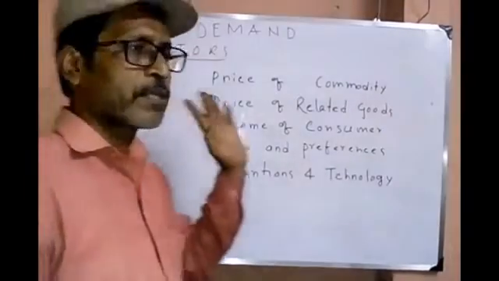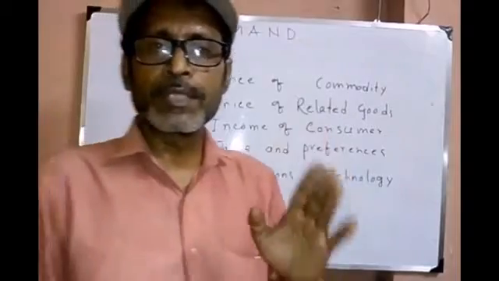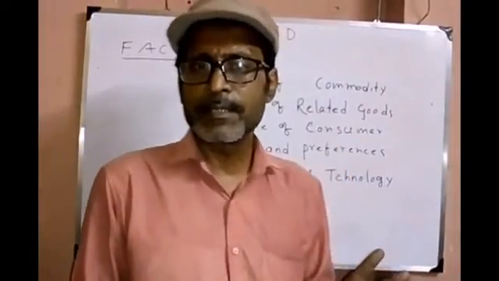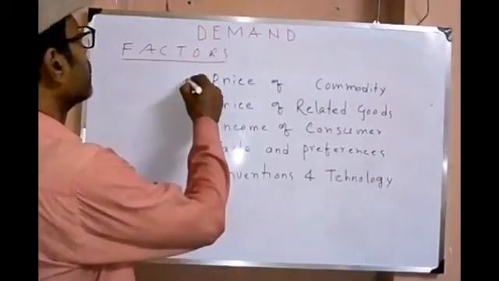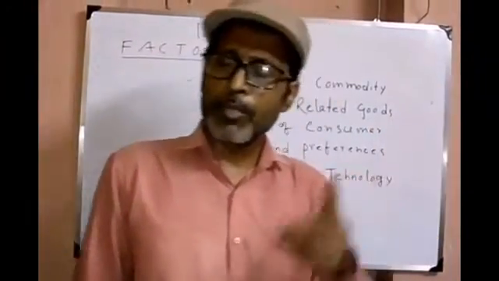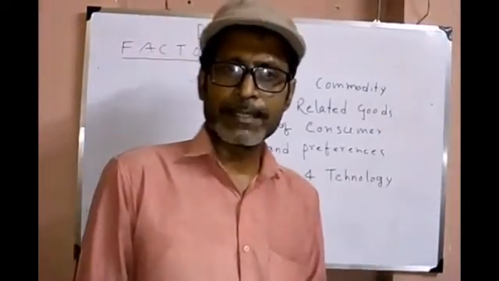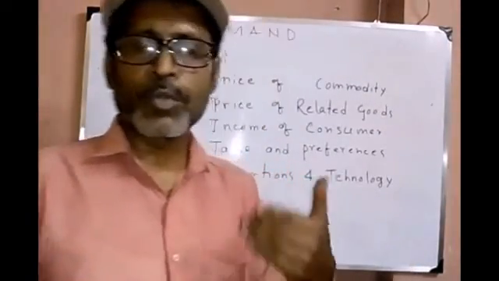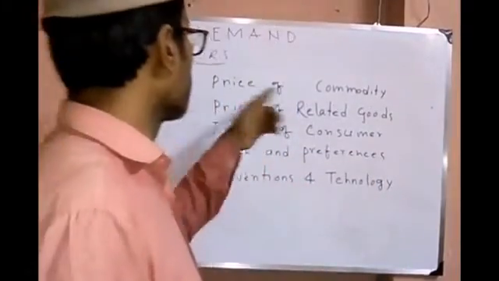Factors of demand. Factors of demand mean those on which the demand of a commodity depends. These are called the factors of demand. Number one, price of the commodity. If the price of a commodity increases, generally its quantity of demand decreases. If its price decreases, its quantity of demand increases. So the price factor is the price of a commodity.